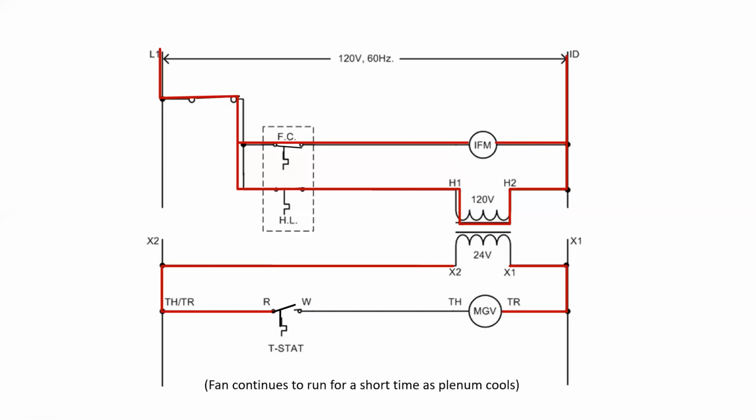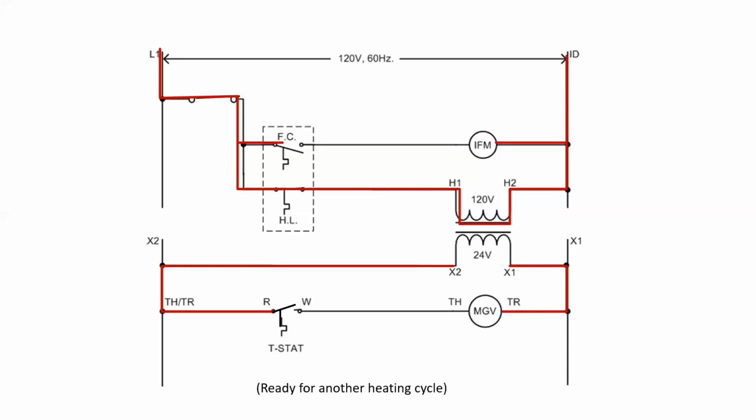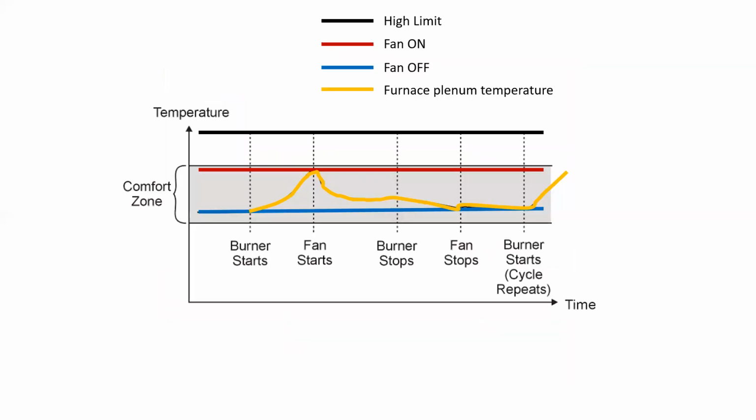The fan will continue to run until the heat exchanger cools to a point where we reach the fan off setting. At this point, the fan off switch opens and the main blower motor turns off. We have now completed an entire heating cycle and we're ready for another once the room temperature cools.